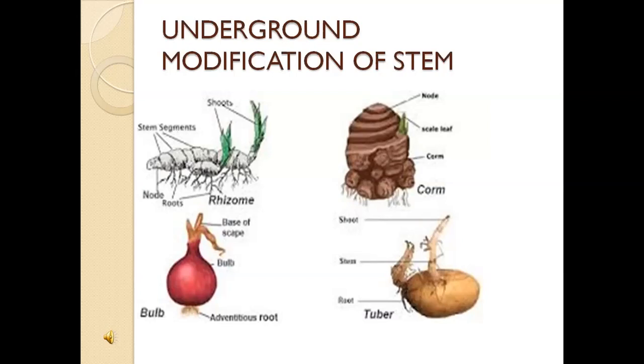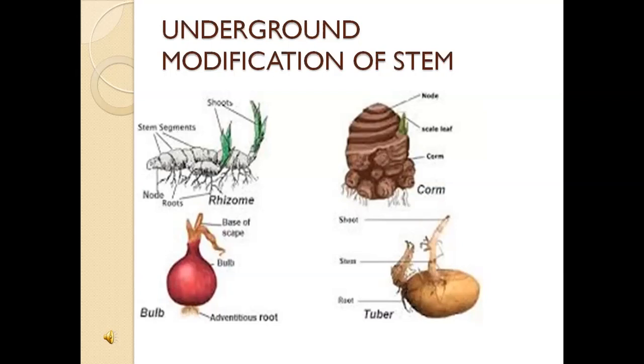Next, bulb. It is a condensed stem which is disc-like and stores food in the fleshy leaves. The bulb has 2 types of leaves: fleshy leaves and scaly leaves. The upper part of the stem has a terminal bud and it is covered by many scaly leaves. The inner fleshy leaves store food as seen in garlic and onion. Garlic and onion are examples of bulb, an underground modification of stem.